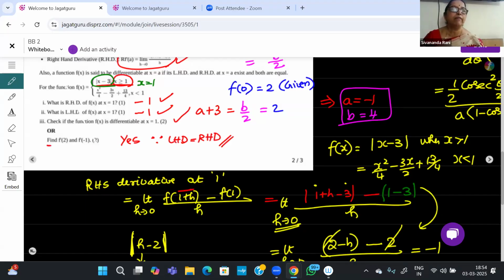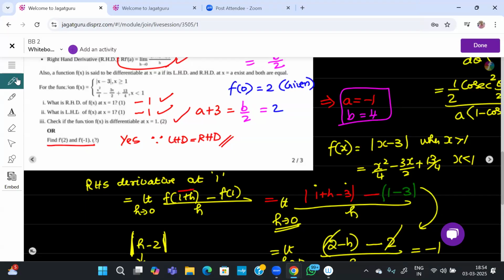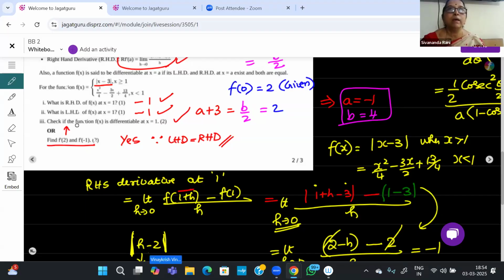Okay. Find f dash of 2. Who's going to find f dash of 2? -1. Very good. f dash of 2 is also -1. What is the reason? Because it's mod of x minus 3, that one you should take. What is 2? 2 is more than 1 or less than 1? More than 1. So you should take this part of the definition.